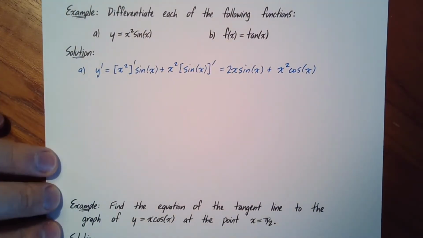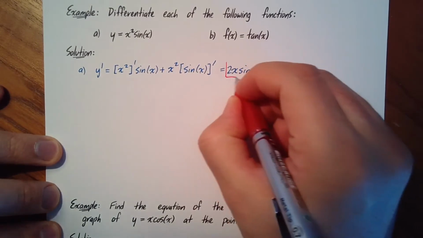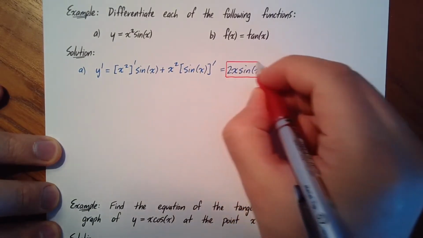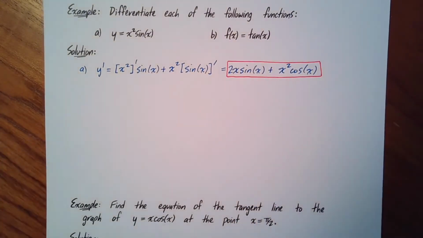So for that one, we've got our answer. That's going to be the derivative. You could factor out the x if you like, but there's no clear reason why you ought to, so it's perfectly fine to just leave it the way it is.